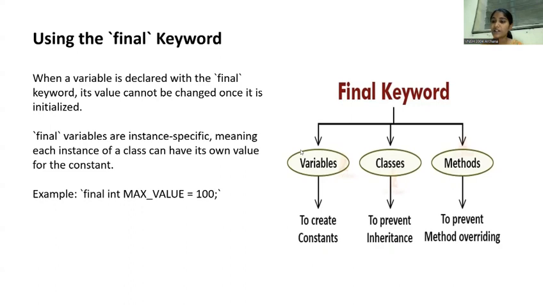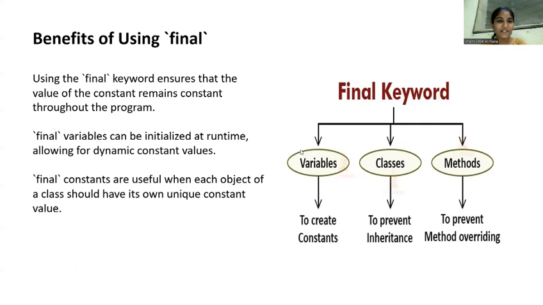And the final keyword can be used on variables, on classes, and on methods. If we use it for variables, those variables will have a constant value throughout the program and will not be changed. If we use it for classes, those classes will not be inherited. And for methods also we use the final keyword, so that we can prevent method overriding.